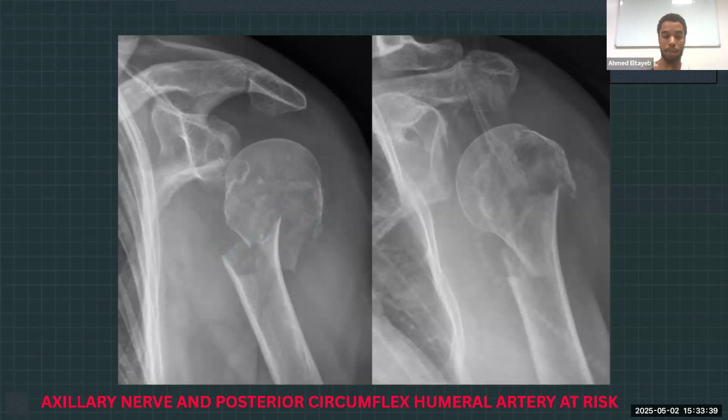Now there are two important structures which are very intimate with the surgical neck of the humerus. They wrap around the surgical neck. We have the axillary nerve and the posterior circumflex humeral artery. So when you have a surgical neck fracture, always think of these two important structures. You could have disruption of the arterial supply and therefore necrosis of the rest of your arm, or you could have paralysis of your deltoid, so inability to abduct above 15 degrees and loss of sensation over your shoulder.